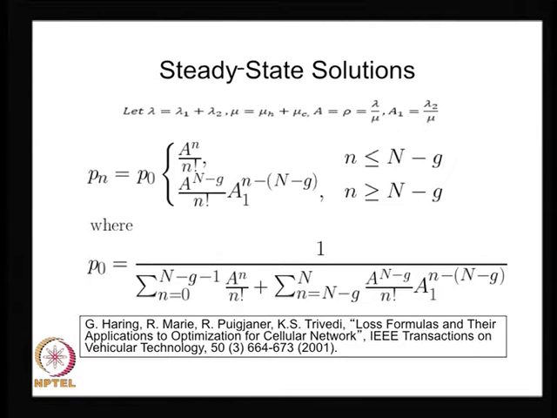Here the lambda is nothing but lambda 1 plus lambda 2, and mu is nothing but mu 1 plus mu 2, and those mu i's are n times mu, and A is nothing but rho, that is lambda by mu here, and A1 is lambda by mu, because the birth death process has the birth rates lambda 1 and after that lambda 2. Therefore, you have a different expression for 0 to n minus g and n minus g to capital N; you have a different expression for the PNs. So, this is the steady state probability.